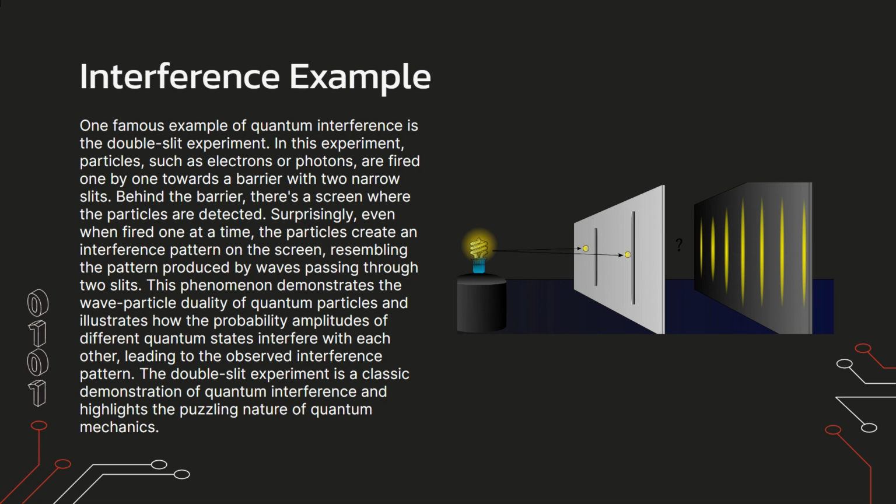The double-slit experiment is a classic demonstration of quantum interference and highlights the puzzling nature of quantum mechanics. So you can see how even though there are only two slits and two little particles fired, it makes this sort of pattern, which is something that is currently being figured out by scientists, but they still haven't gotten a complete hold of why this happens.